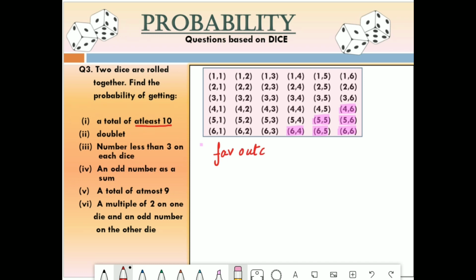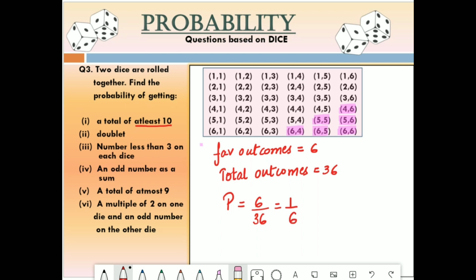Favorable outcomes is equal to 6, and total outcomes is equal to 36. So probability will be equal to 6 divided by 36. So after simplification we'll get 1 upon 6 as our answer. So this is our first part.